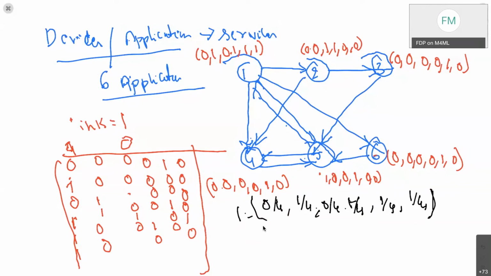Similarly, since we have only 2 possibilities, 1 by 2, 1 by 2. And here only one possibility, so 1, 1. Here you have 2 possibilities, so 1 by 2, 1 by 2. Here you have only one possibility, right?